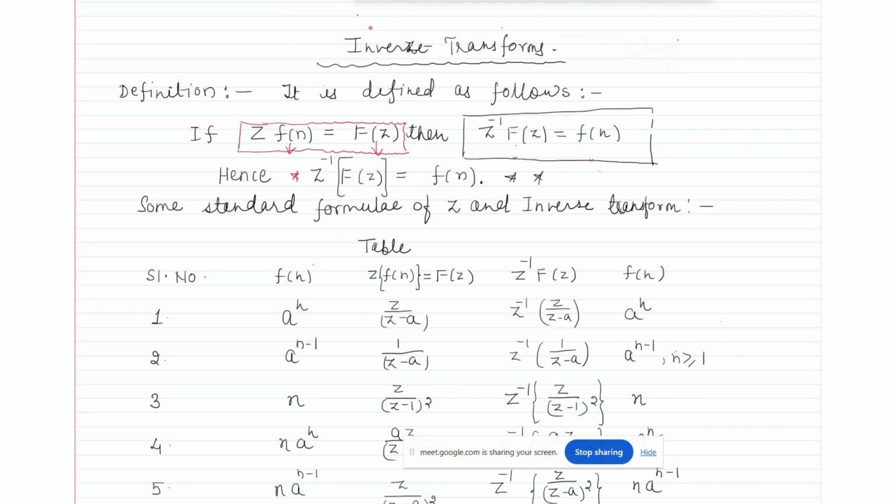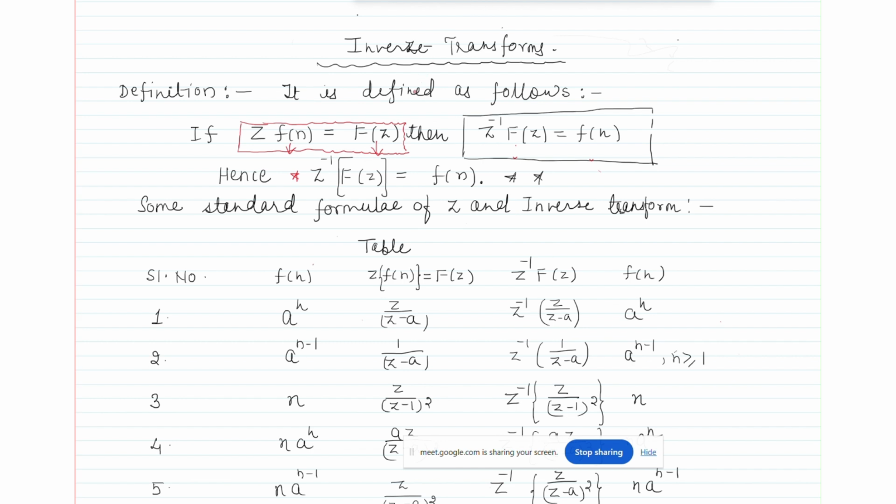Okay, so welcome everyone. We are starting inverse Z transforms. The inverse Z transform in mathematics is defined as follows: if we define Z{f(n)} equals F(z) as a Z transform, then what is the inverse Z transform?